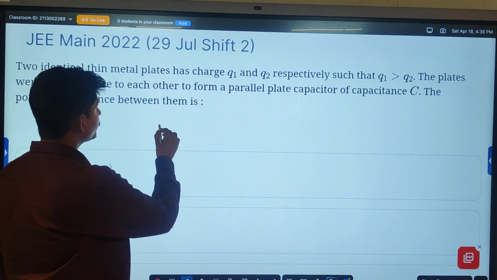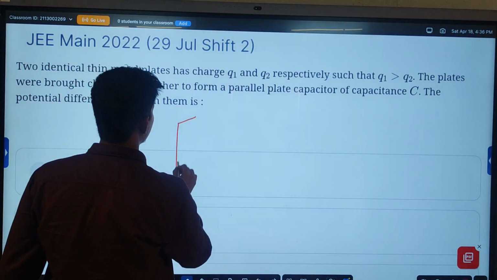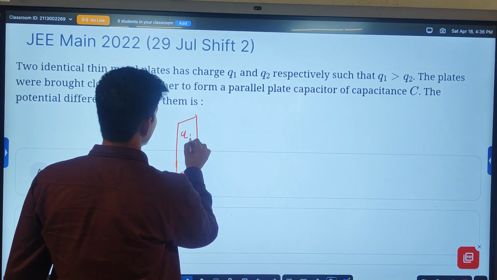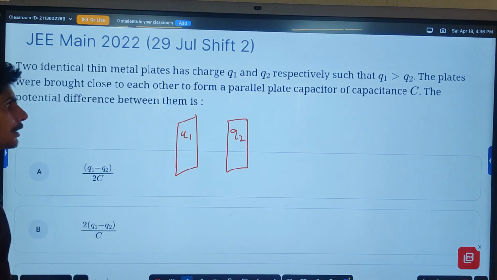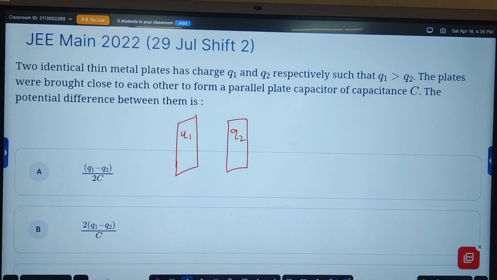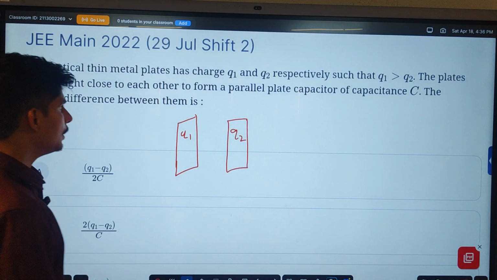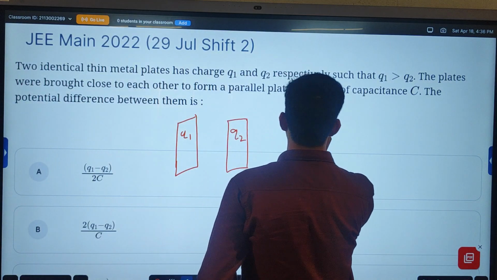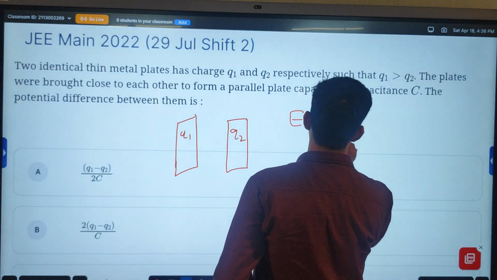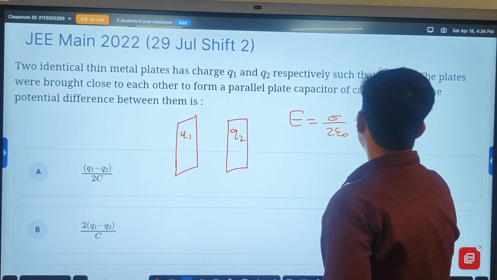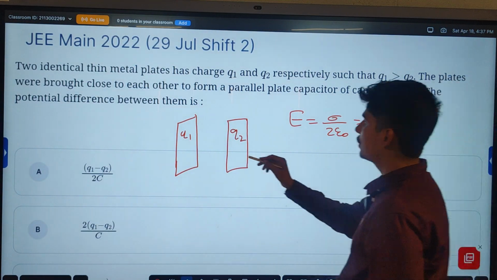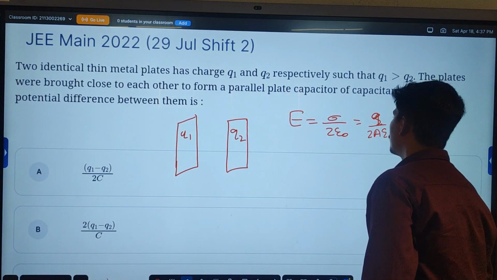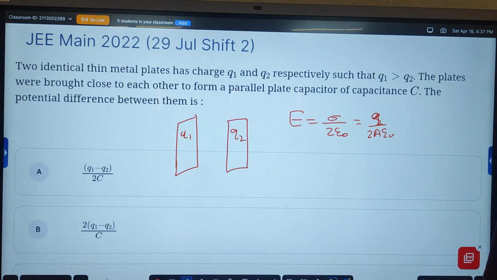So we know that the two thin metallic plates have charges Q1 and Q2 respectively, Q1 is greater than Q2. The plates were brought close to each other, so we have to find the electric field. Electric field is equal to sigma upon 2 epsilon naught. Sigma can be written as Q upon A, because sigma is the surface charge area density.